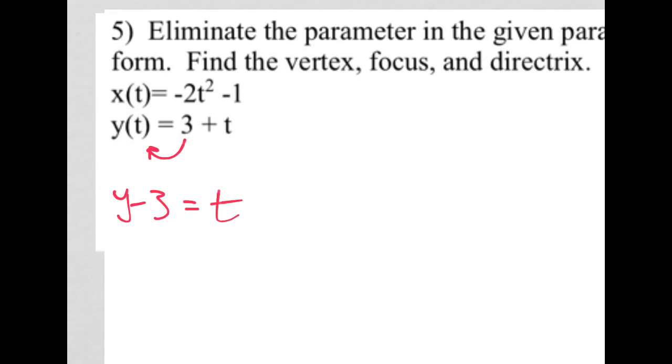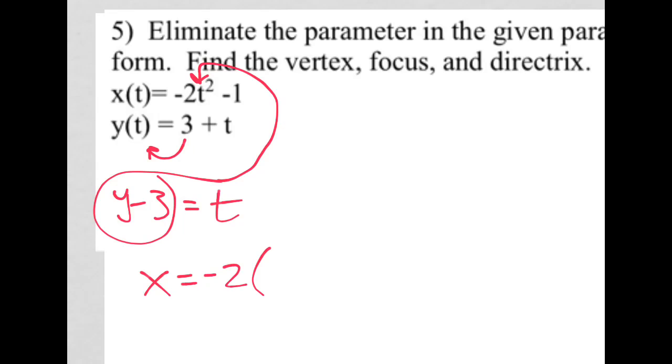Notice that I did not write it as y of t, I wrote it as just y, because we know that y is a function of t. So y minus 3 equals t, and now I need to take that expression and plug it in up here for t in my x equation. And so I'm going to get x equals negative 2 times y minus 3 quantity squared minus 1.